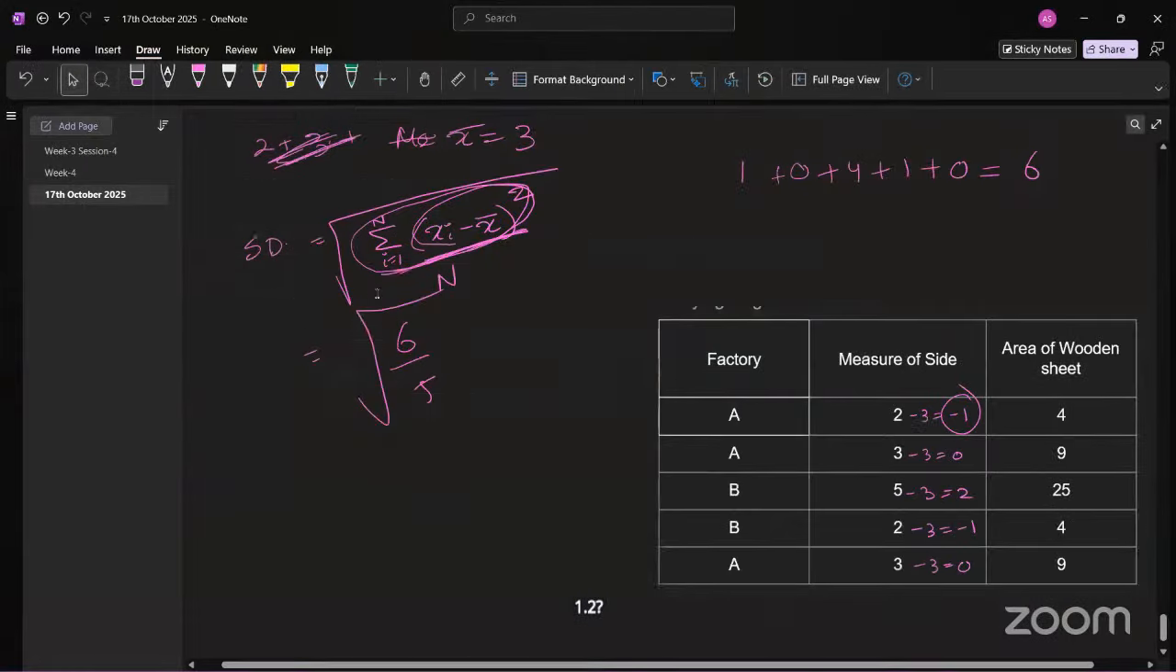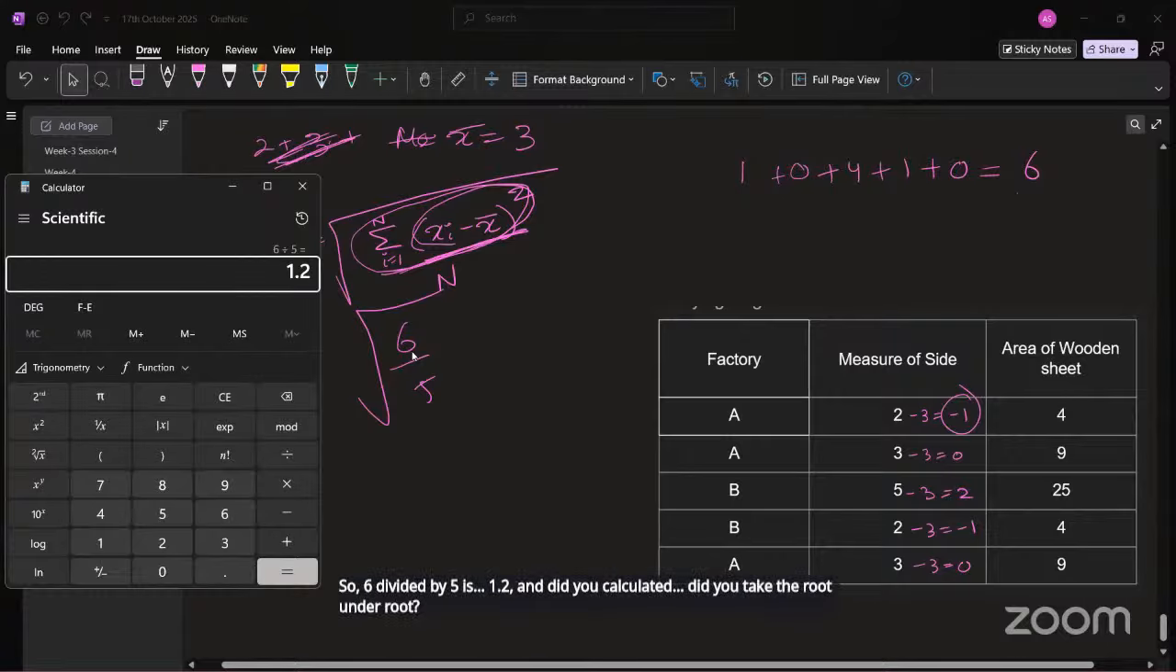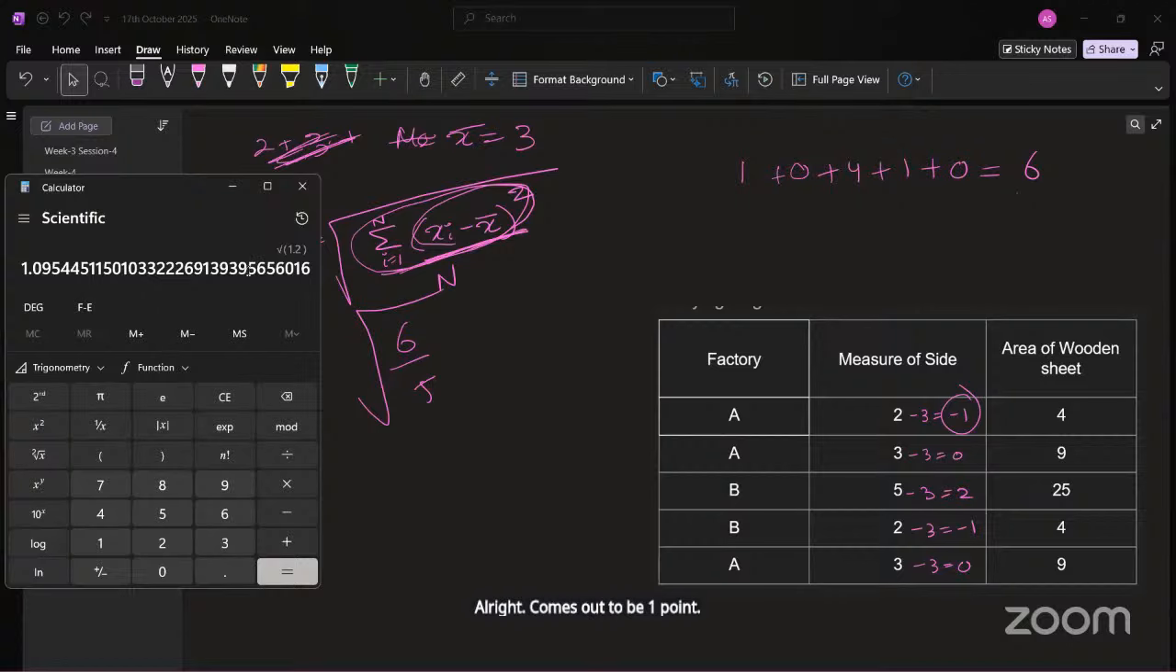Okay, what was it? 6 by 5, root, right? So let me calculate it. 6 divided by 5 is 1.2. And did you calculate it? Did you take the square root? No, right? It comes out to be 1.1... Yeah, you forgot the root, I think.